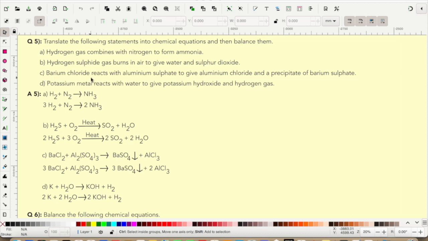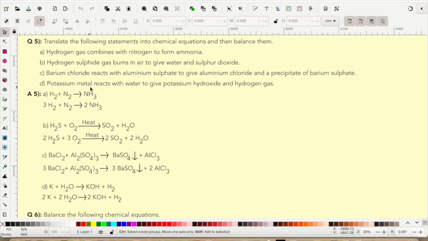Third part, barium chloride reacts with aluminium sulfate to give aluminium chloride and a precipitate of barium sulfate. We have already solved this question before, so you can try on your own and match the answer. So the balanced chemical equation is 3BaCl2 plus Al2(SO4)3 makes 3BaSO4 plus 2AlCl3.